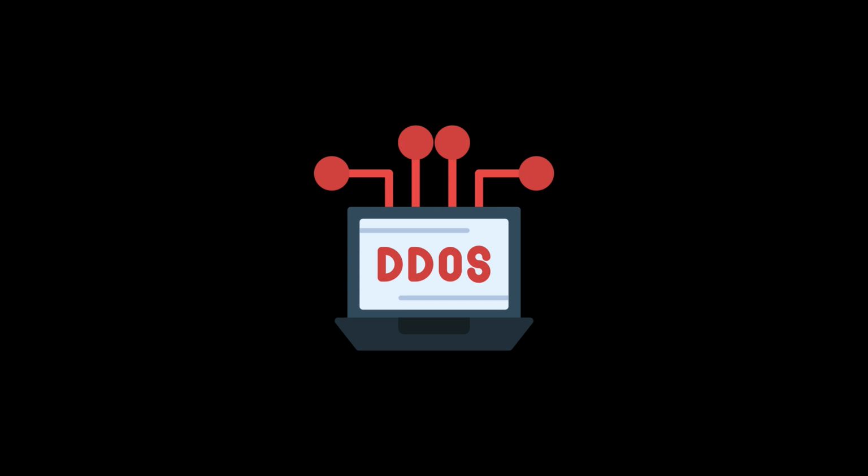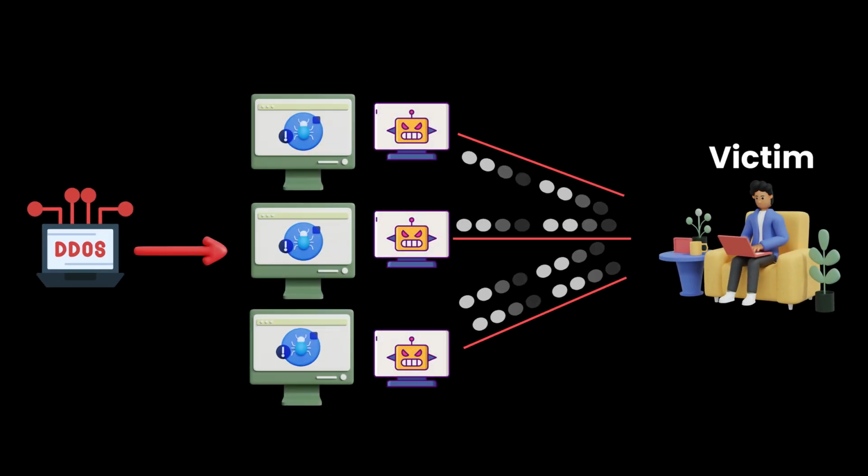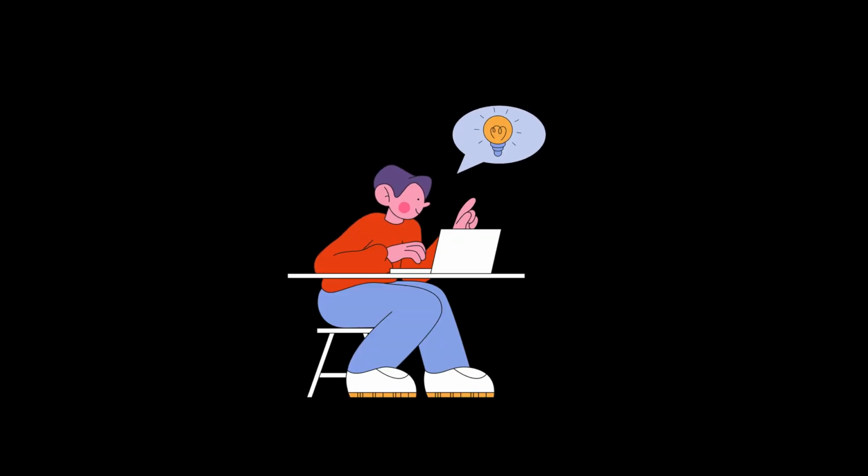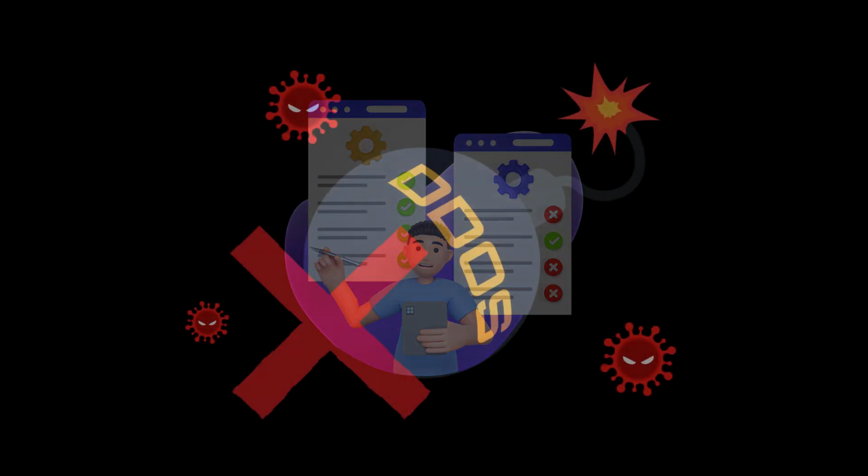In summary, a DDoS attack floods a target with excessive traffic from multiple sources, aiming to disrupt its operations. Understanding the types of attacks and implementing protective measures can help mitigate their impact.